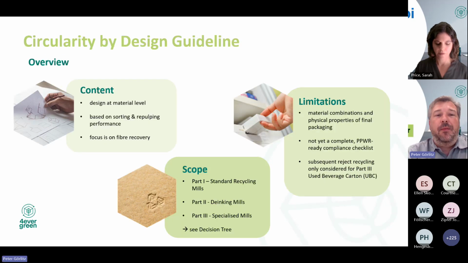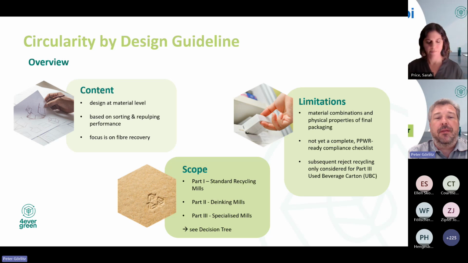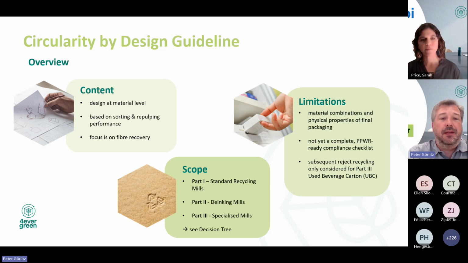Now, what is basically the structure of the design guideline? The core part are what I have here in the middle on the bottom. These are the parts 1, 2, and 3 of the guidelines: how to design a packaging for standard recycling, which is part 1, how to design a packaging for de-inking mills, which is part 2, and part 3 has 2 sections, which is basically for specialized mills. One is for used beverage cartons, the other one is for fiber-based composite packaging.